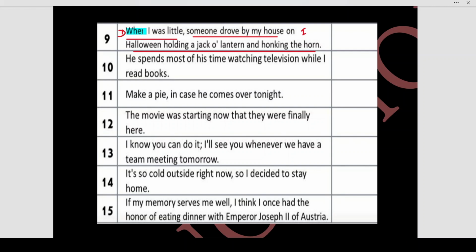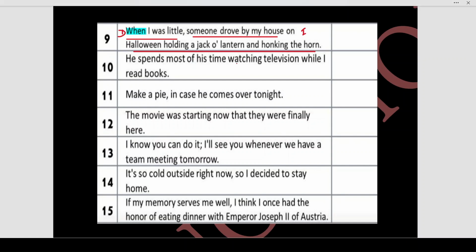So if somebody asks you to identify subordinating conjunctions, generally you will find that the subordinating conjunction is in the dependent clause. Okay, so that is how you have to be very thorough with how to identify a dependent clause and an independent clause. Now, next we will do the 10th one.